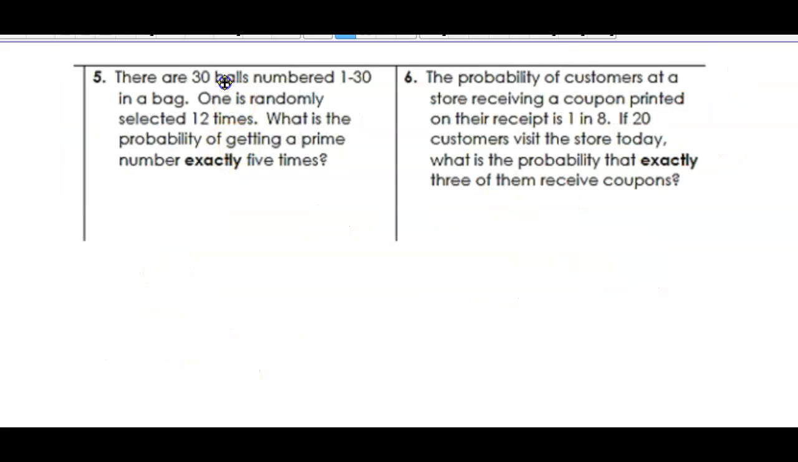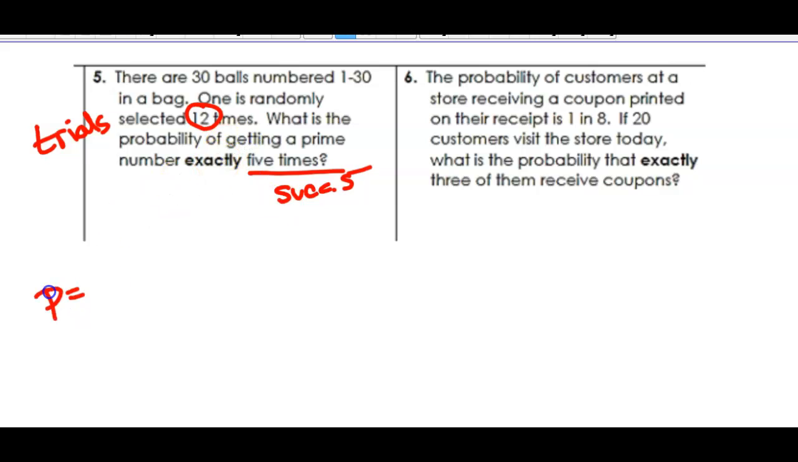There are 30 balls numbered 1 to 30 in a bag. One is randomly selected 12 times. So we're doing 12 trials. What is the probability of getting a prime number exactly 5 times? So our successes would be 5. Now we've got to figure out how many of them are prime.